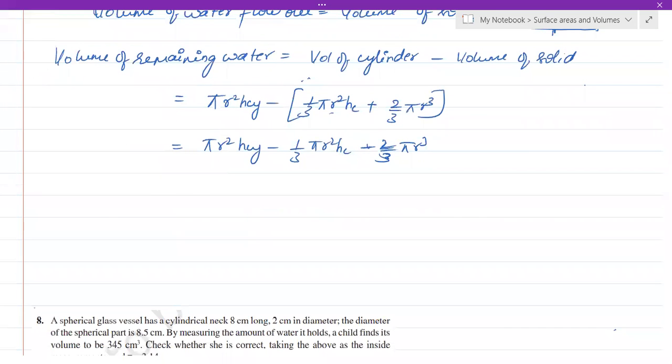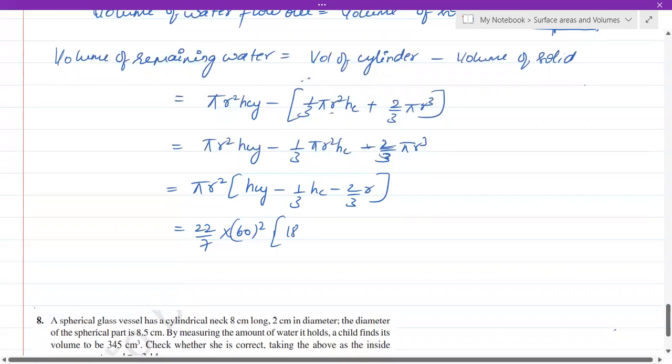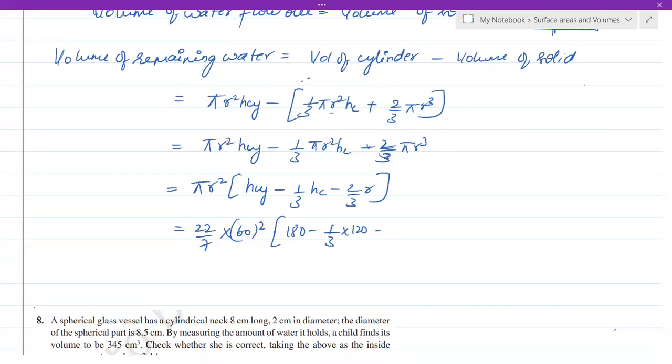Now, what is common? If you observe carefully, pi r square is common throughout. So the left out thing is h of cylinder minus 1 by 3 h of cone minus 2 by 3 r. Pi value is 22 by 7 and radius is 60, so 60 square. Height of the cylinder is 180 minus 1 by 3 height of the cone, which is 120, minus 2 by 3 the radius, which is again 60. So here we can cancel it.